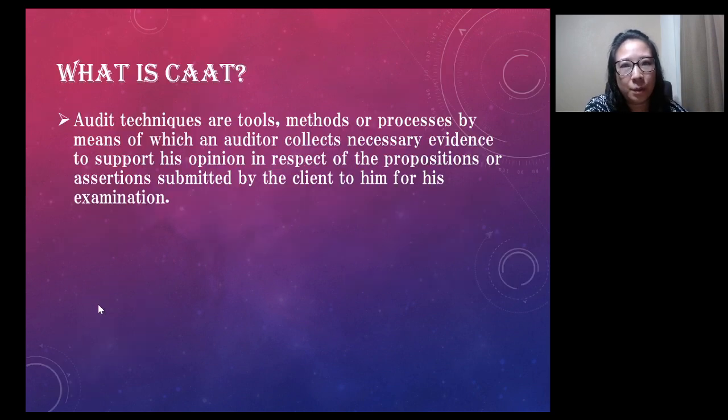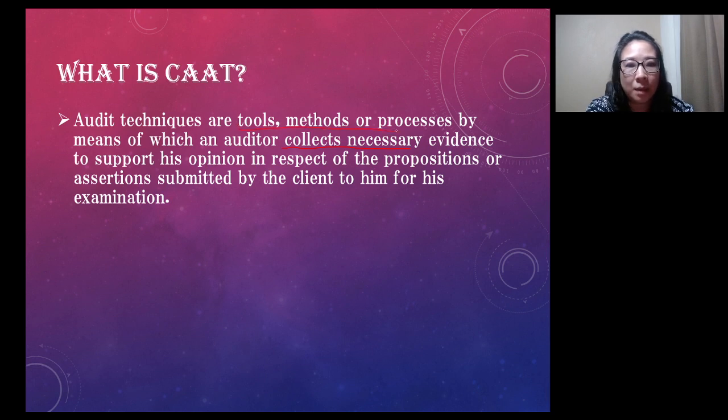Before we start with the definition of what CAAT is, let's review what audit technique is. Audit techniques are the tools, methods or processes by means of which an auditor collects necessary evidence to support the opinions in respect of the proposition or assertion submitted by the client to him for his examination.